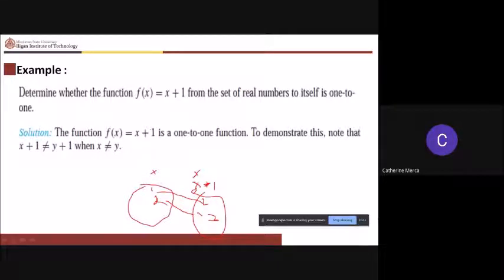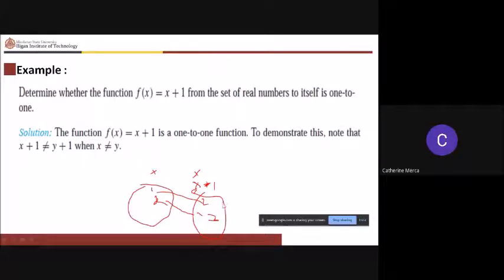Let us have another one. Depende sa inyohang codomain. Kung mahurot na ninyong real number, hindi siya onto kay how about ang 0? Tanawan niyo kung nabay pares ang 0. For each x element of X, dapat na siya pares.